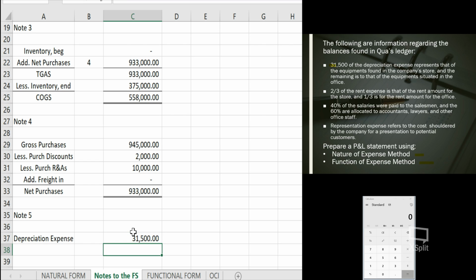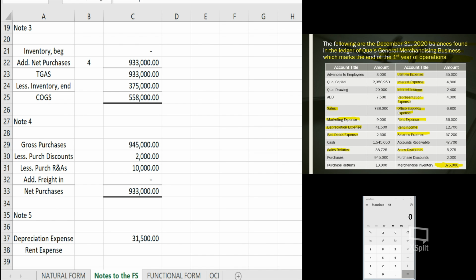31,500. And then, ano pa? Rent expense. Okay, rent expense. Ang sabi, 2/3 of the rent expense is that of the rent amount for the store and 1/3 is for the office. So, 1/3 lang daw yung para sa office.